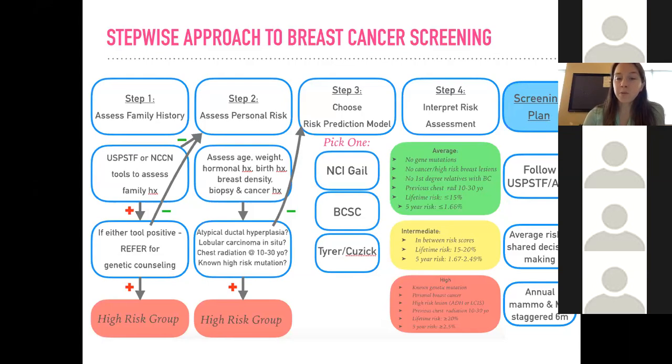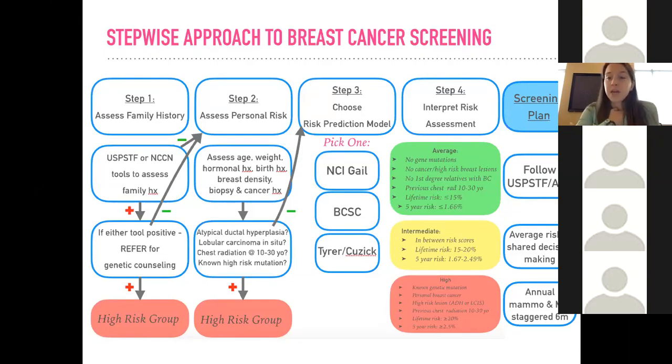And then once we go through those models and we get an actual 5 or 10 or lifetime percentage risk for breast cancer, we can put our patients into one of these average, intermediate, or high risk groups. And so once we know which group they're in, if they're average, we will generally be following the USPSTF guidelines, similar to ACP. But of course, shared decision-making is always a key piece of that.